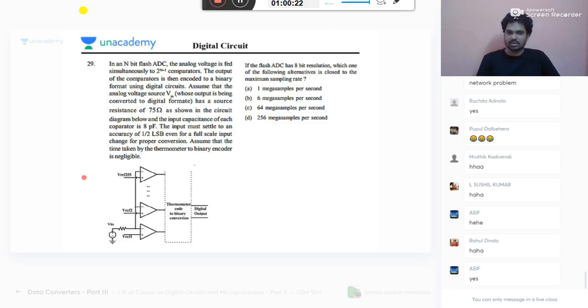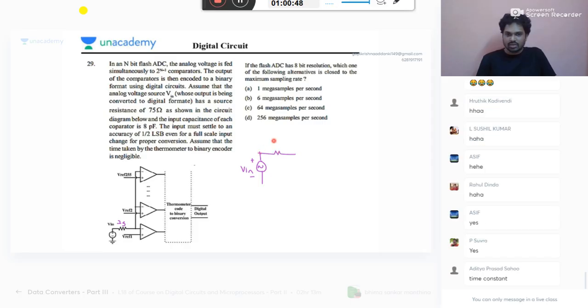So, 8-bit DAC, this one is. He is saying that the input source has a resistance of 75 and the comparator has a capacitance of 8 picofarad. So the input is like an RC circuit. Networks knowledge is required here. Now your R is 75 and here you have 8 picofarad.